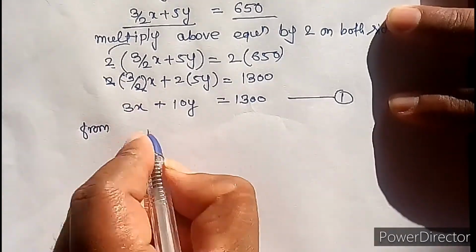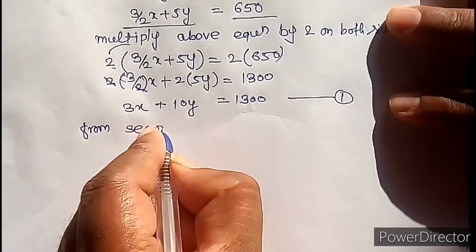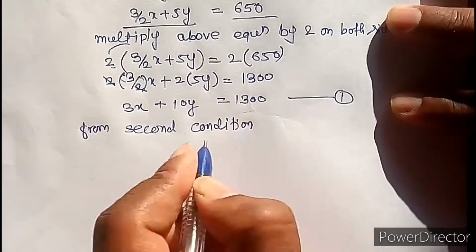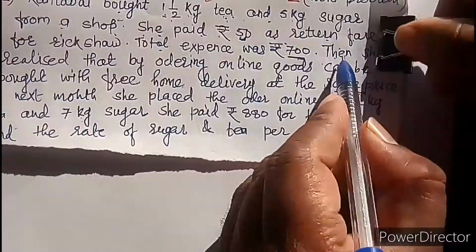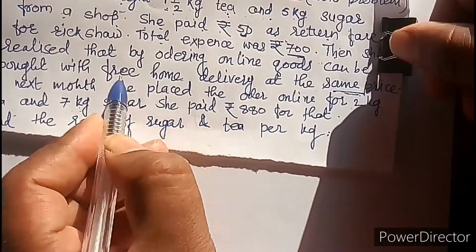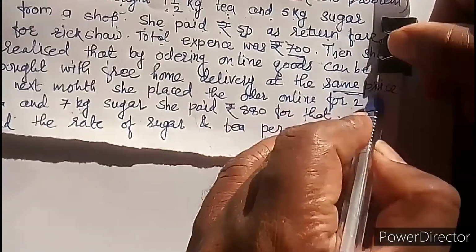From the second condition, here the second condition is, then she realized that by ordering online goods can be bought with free home delivery at the same price.